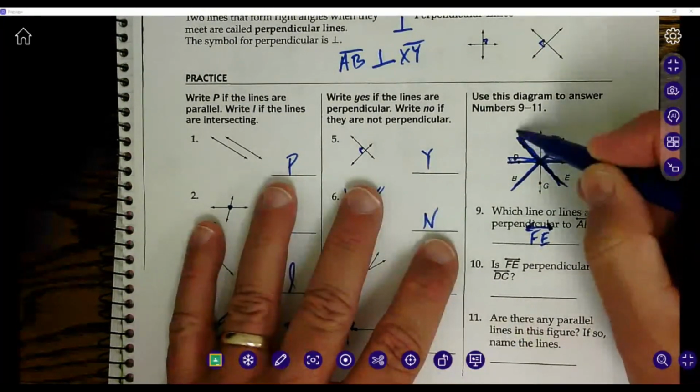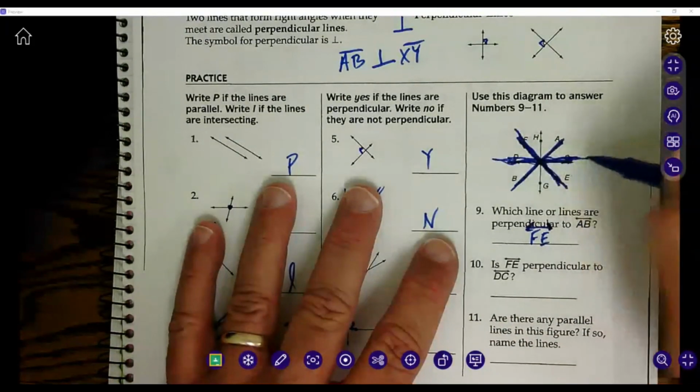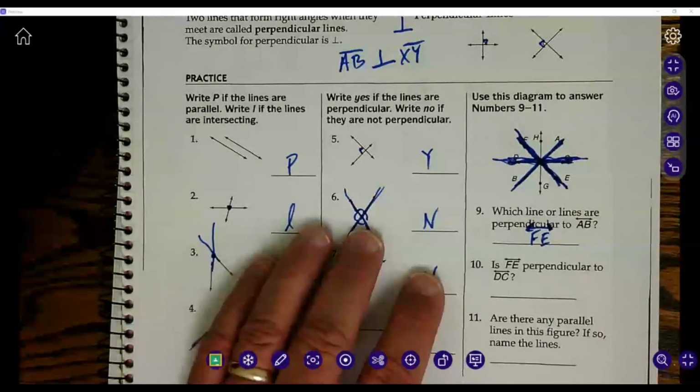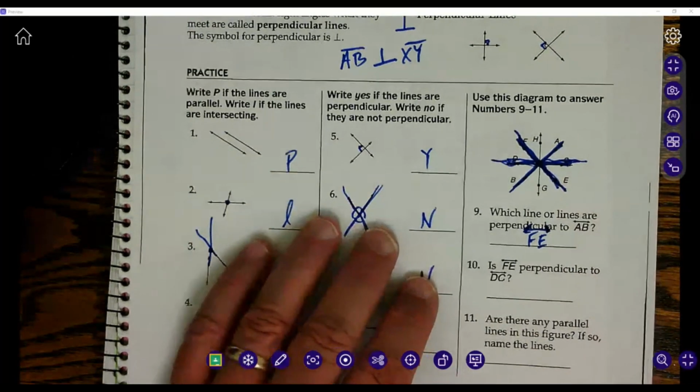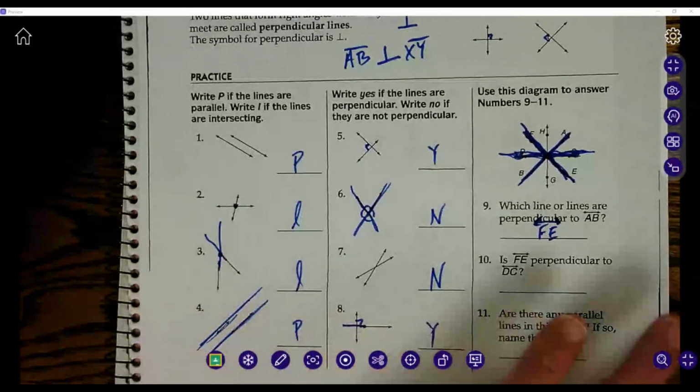FE and DC. Remember, we're looking to see, do they form a right angle? FE and DC. Do you think that they are perpendicular? Y for yes, N for no.